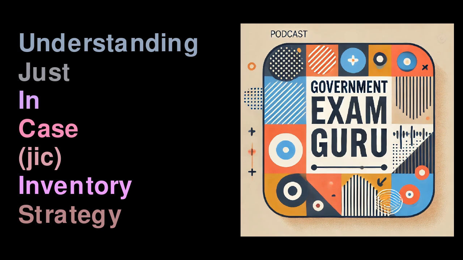How just-in-case JIC works. JIC stands in contrast to the more contemporary, just-in-time (JIT) inventory strategy, in which companies aim to synchronize production with demand closely. The JIT approach focuses on minimizing inventory costs by procuring materials only as they are needed for production.